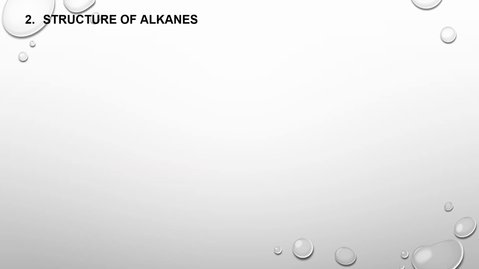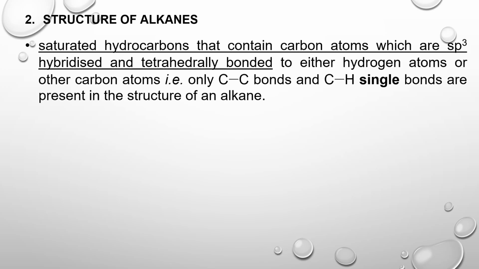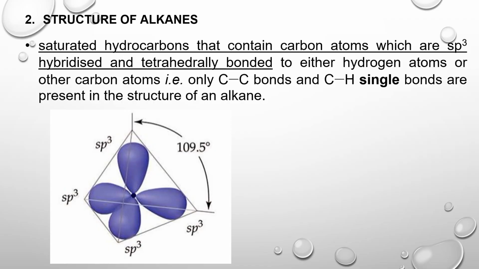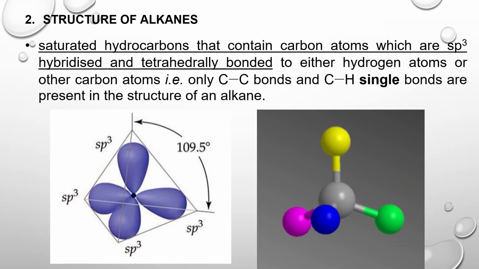To explain the structure of alkanes a little bit further, alkanes are saturated hydrocarbons that contain carbon atoms which are sp3 hybridized and tetrahedrally bonded to either hydrogen atoms or other carbon atoms. So they are mainly single bonds. You can see from this 3D image here, the gray one is the carbon, and the yellow, green, blue, and pink are either hydrogen or another carbon atom.